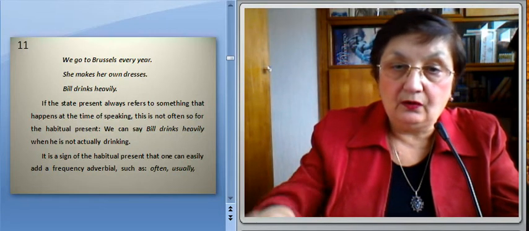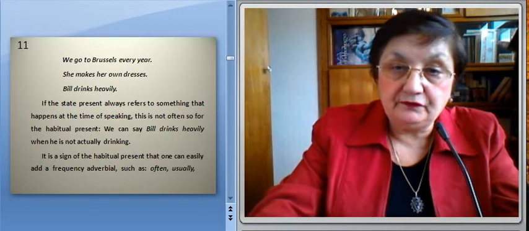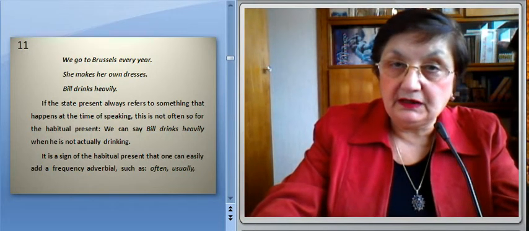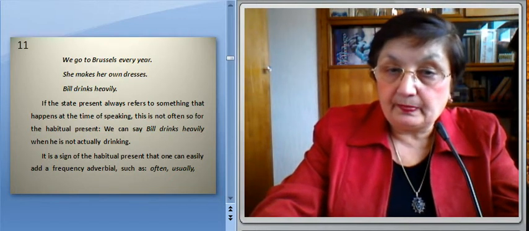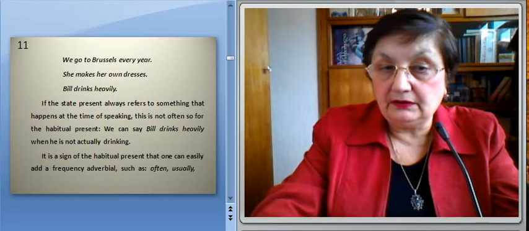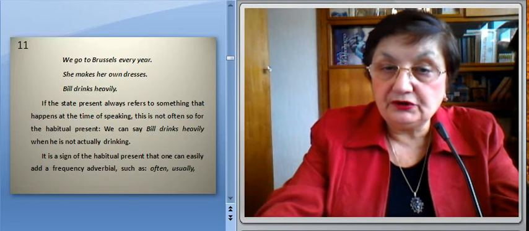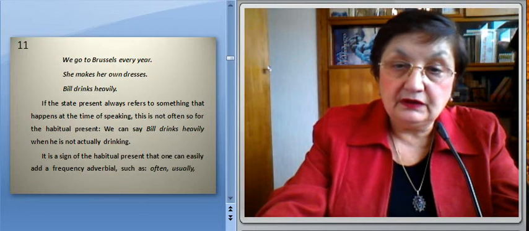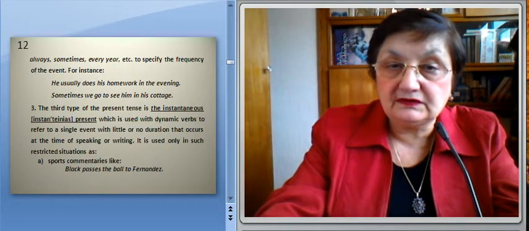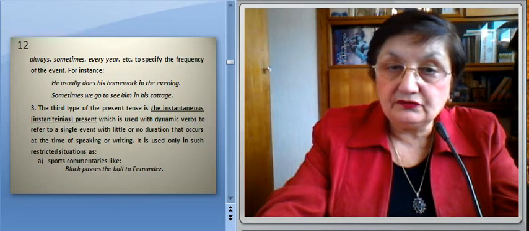If the state present refers to something that happens at the time of speaking, this is not often so for the habitual present. We can say "Bill drinks heavily" when he is not actually drinking. It is a sign of the habitual present that one can easily add a frequency adverbial such as often, usually, always, sometimes, every year, etc. to specify the frequency of the event. For instance, "He usually does his homework in the evening," or "Sometimes we go to see him in his cottage."